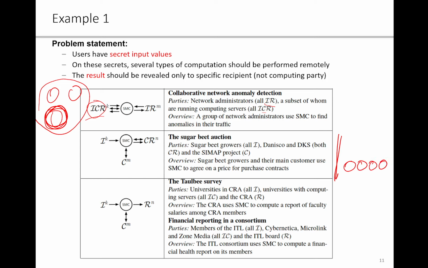They have a bid, the highest bid, and the only thing that is learned is who had the highest bid, and I think what the highest bid was, but not what the bids of the others were. So you just want to compute basically who won the auction and with which highest bid, but not the actual numbers of the others.